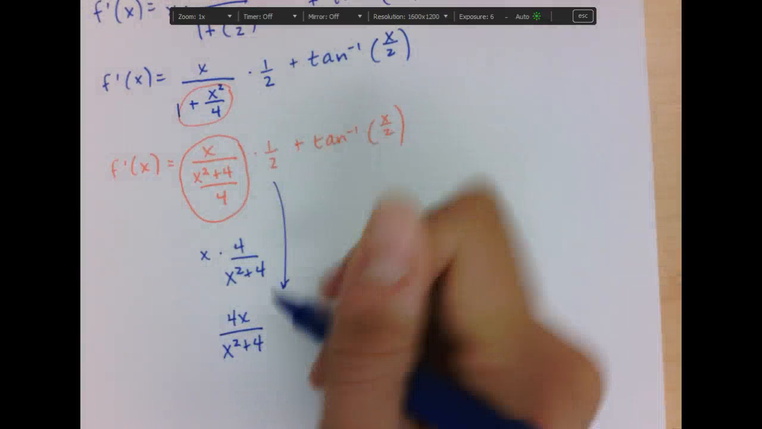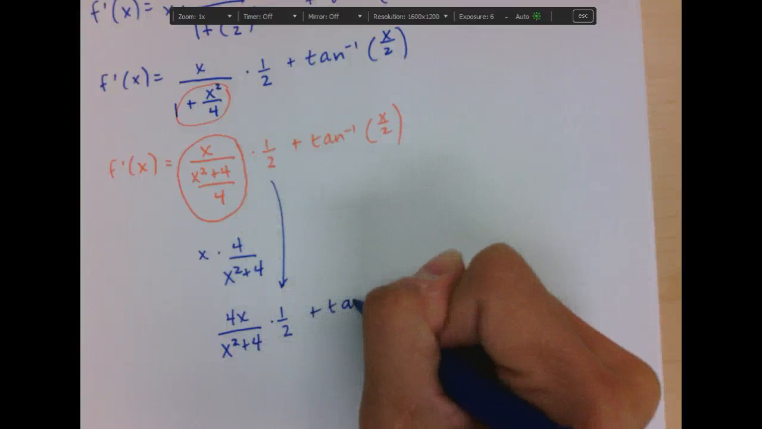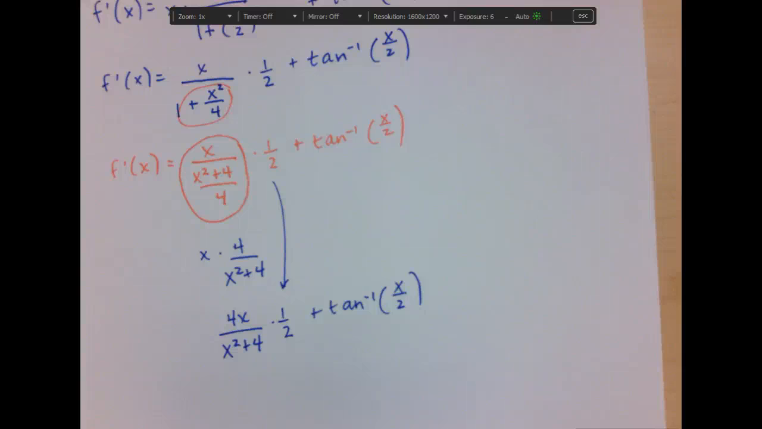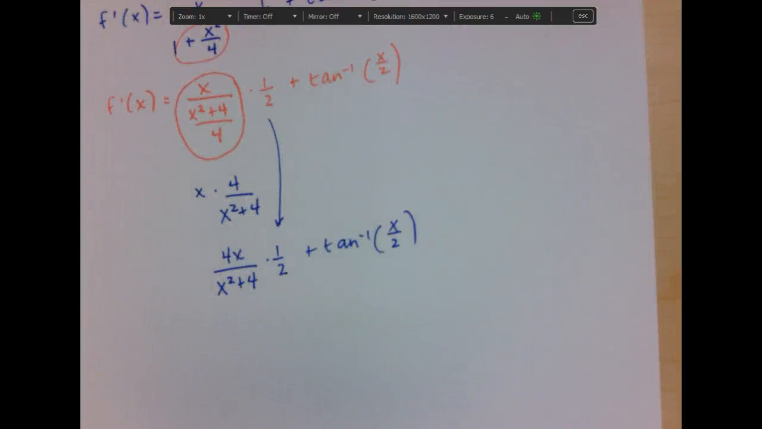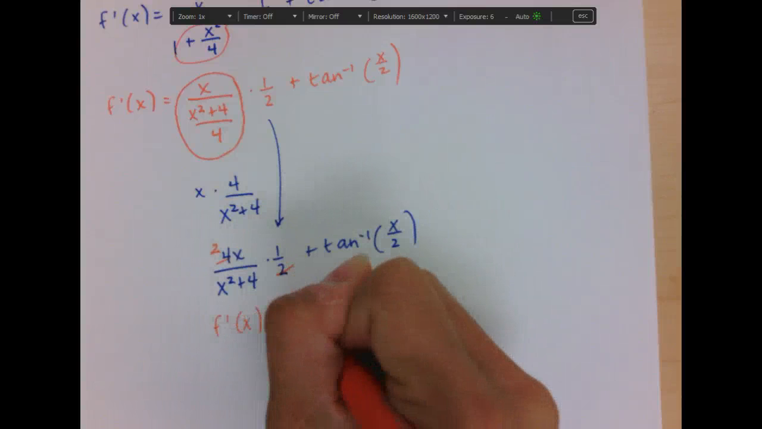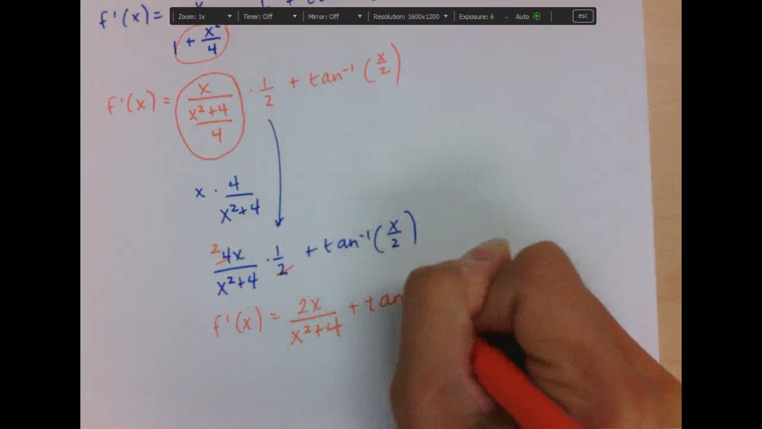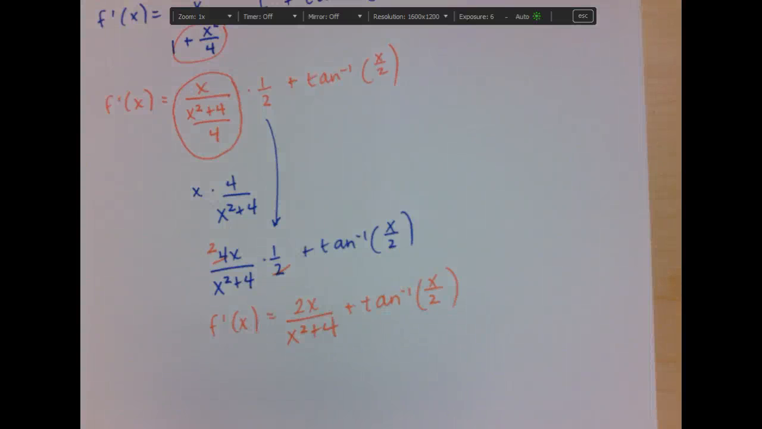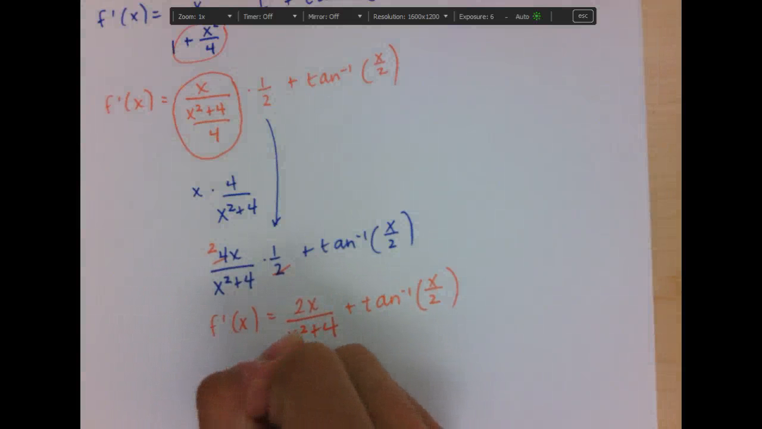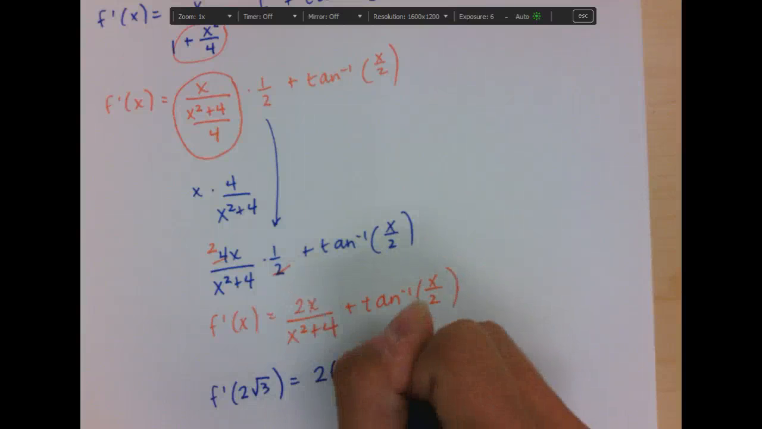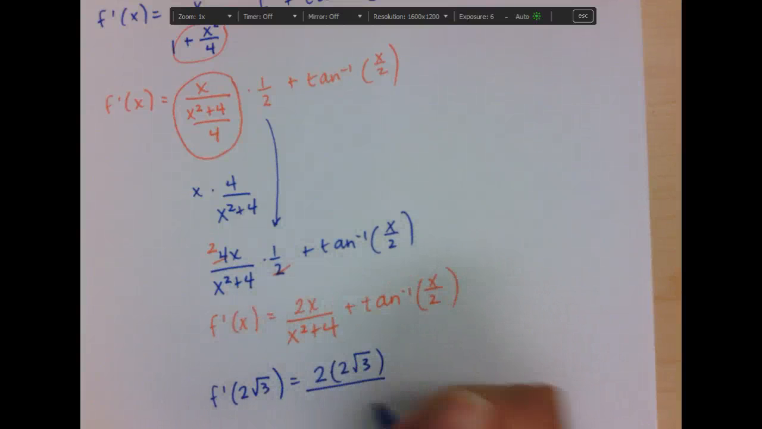Now don't forget here, I still am multiplying by 1/2. And so I can actually simplify these. I can reduce a 2 out of both of those, numerator and denominator, and that will give me a final derivative of 2x over x squared plus 4 plus the inverse tan of x over 2. Alright, the goal of this problem was to evaluate the function at 2 times the square root of 3. So wherever there's an x, I'm going to plug in 2 root 3.